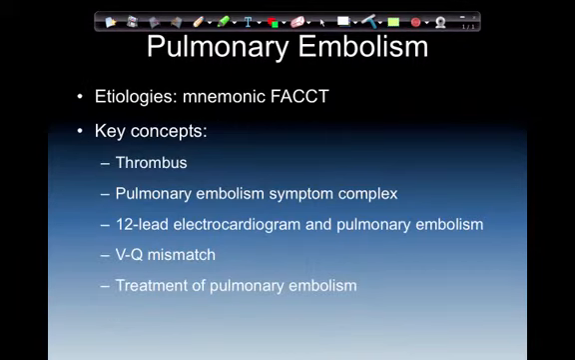Pulmonary embolism etiologies mnemonic is FACCT: fat embolus, air embolus, childbirth. We can get an amniotic embolus, cancers, and thrombus. Key concepts: thrombus is the most common source of a PE, and the most common source of this is a venous thromboembolus.